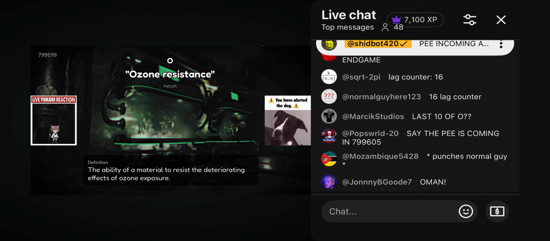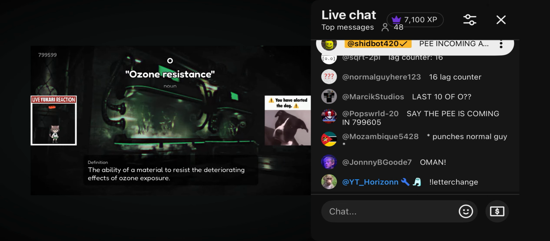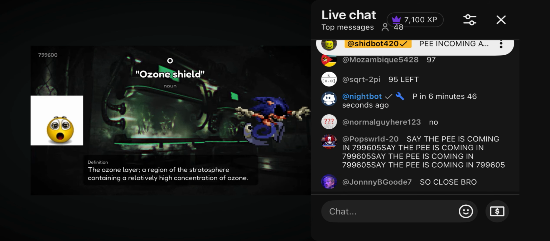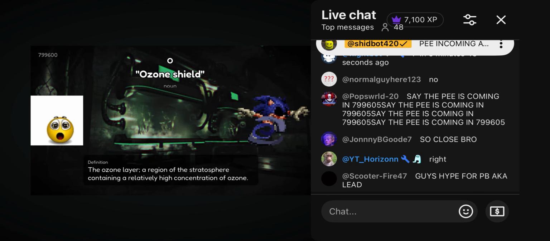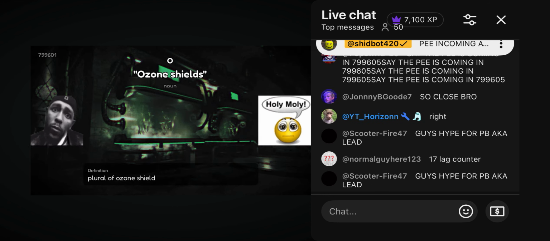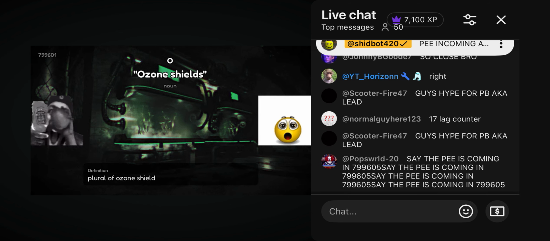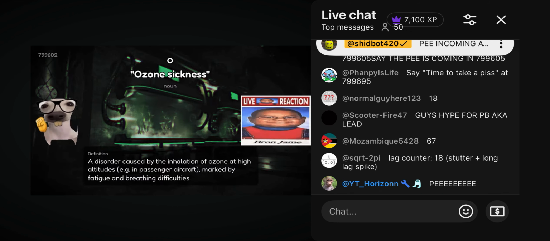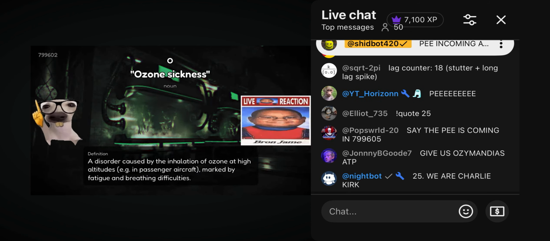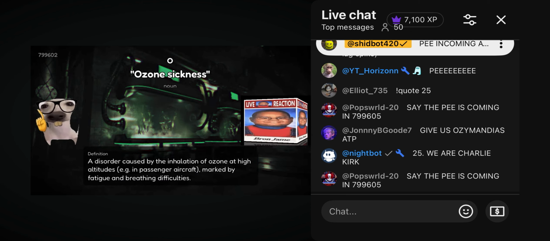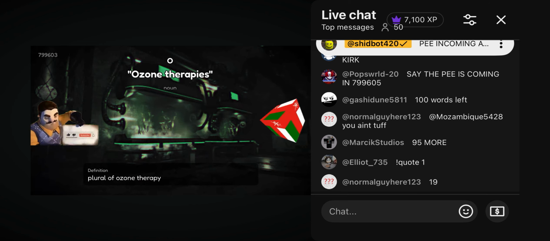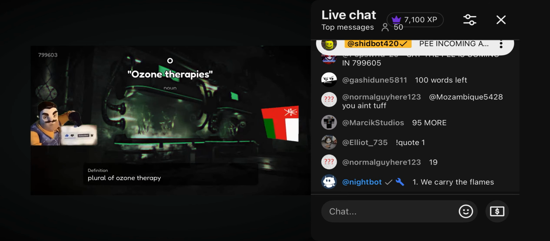Ozone resistance, the ability of a material to resist the deteriorating effects of ozone exposure. Ozone shield, the ozone layer, a region of the stratosphere containing a relatively high concentration of ozone. Ozone shields, plural of ozone shield. Ozone sickness, a disorder caused by the inhalation of ozone at high altitudes, for example in passenger aircraft, marked by fatigue and breathing difficulties. Ozone therapies, plural of ozone therapy.